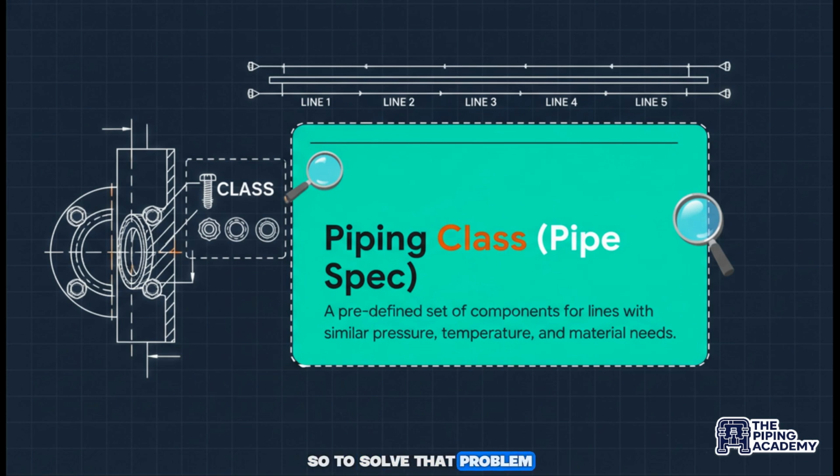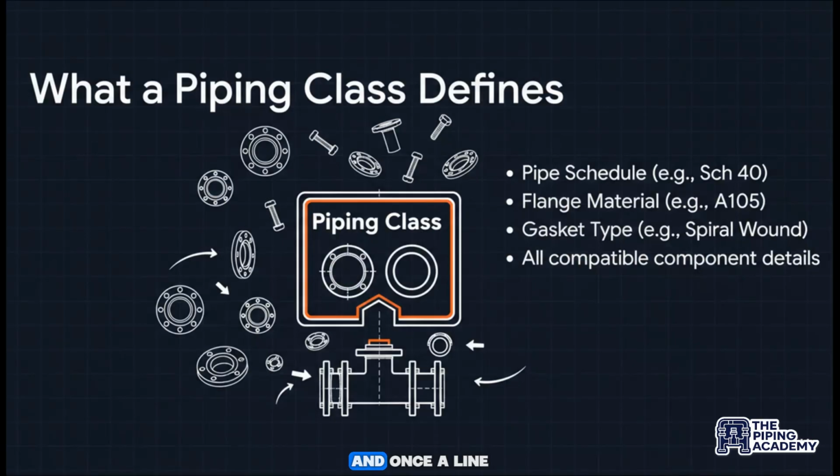So to solve that problem, we group lines that have similar characteristics into a class. And once a line is assigned to a specific class, poof! All those little decisions are already made for you. The class dictates you must use a specific pipe schedule, a specific gasket, a certain flange material, you name it. Really, the piping class is like a filter. It's designed to remove the possibility of you making a mistake.